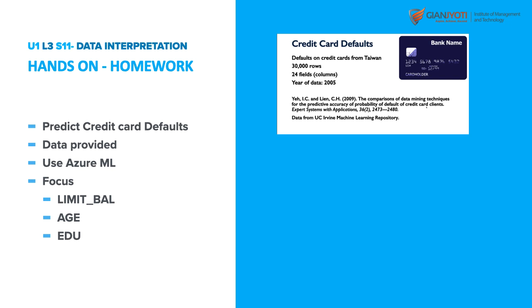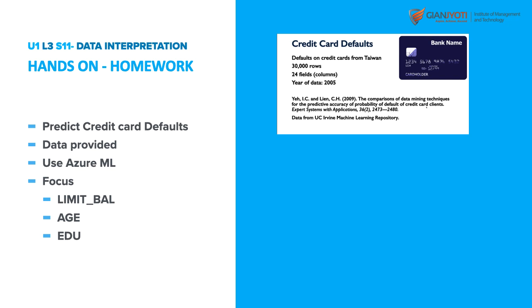So data is provided to you, which is open source, which has been taken here. So these are the credit card details. There are around 30,000 customers here. There are 24 fields, and this data has been taken in 2005, right? So this is from Taiwan. So this is public data which you can use.